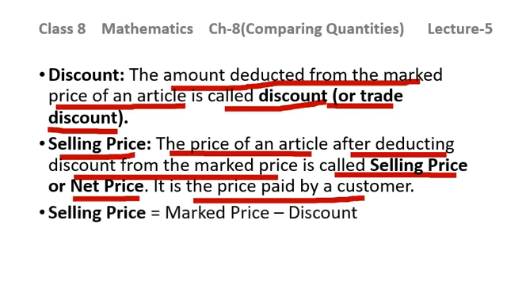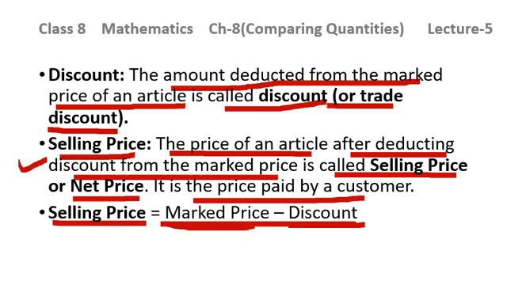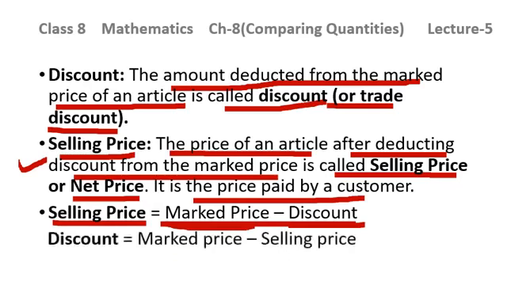So selling price can be written as marked price minus discount. Simple as this. From the above definition, we have seen that selling price is the price of an article after deducting discount. So here we have deducted discount from the marked price, and this is what we get: selling price or net price. It is the price paid by the customer. Then if I need to write discount in terms of this formula, how will I write it? Discount can be given as marked price minus selling price. Discount will be shifted to the left hand side, and then discount will be marked price minus selling price.